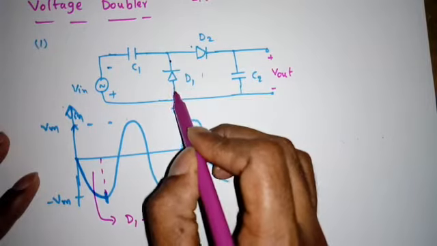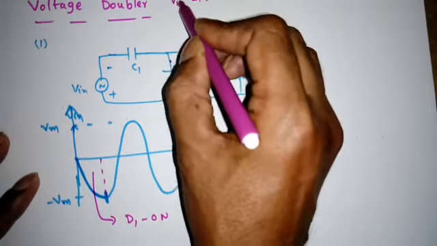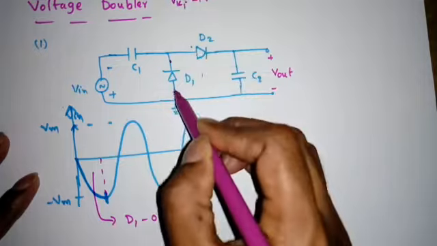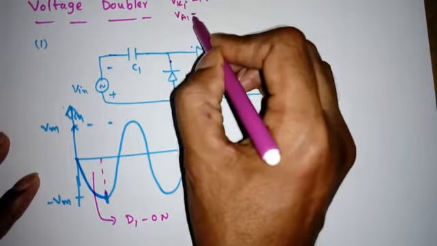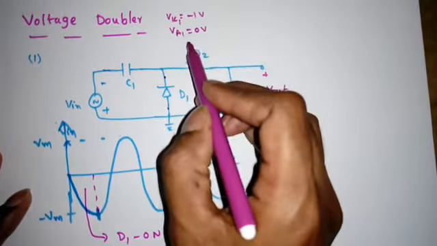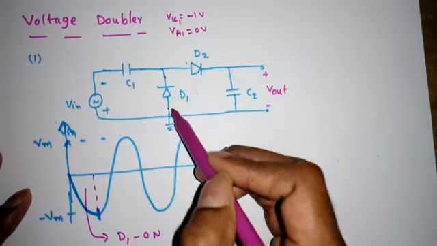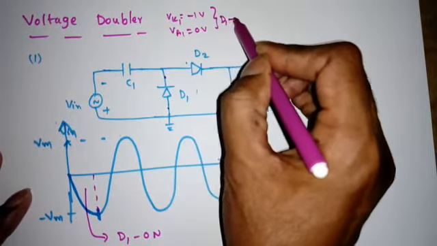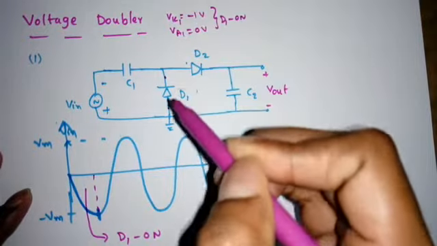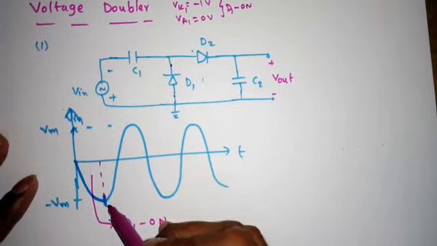Open circuit method. So that means VK1 will be minus 1. VA1 is connected to 0, so VA1 will be 0. Which one is higher? Anode voltage is higher. So the diode D1 is on. So minus 1, minus 2, minus 3, minus 4 up to minus 5 or minus Vm.